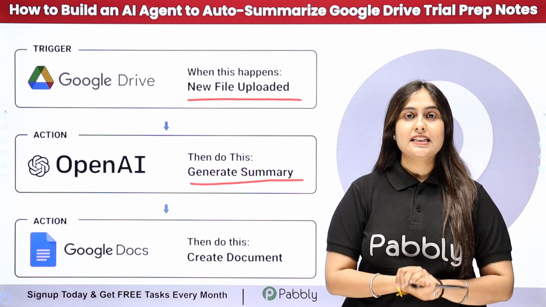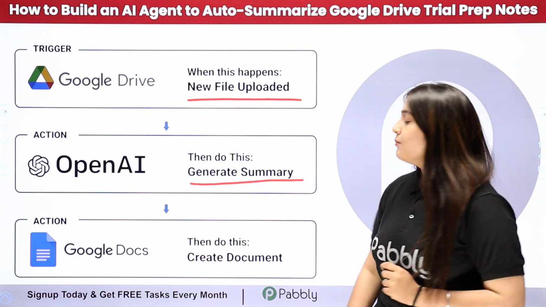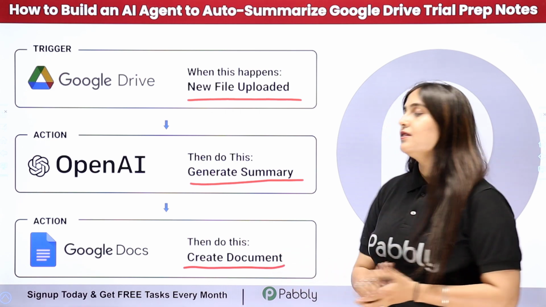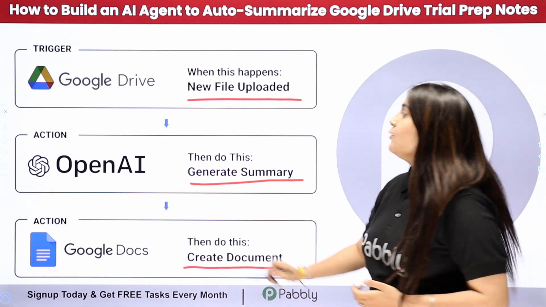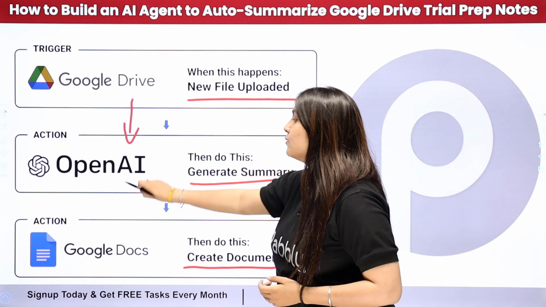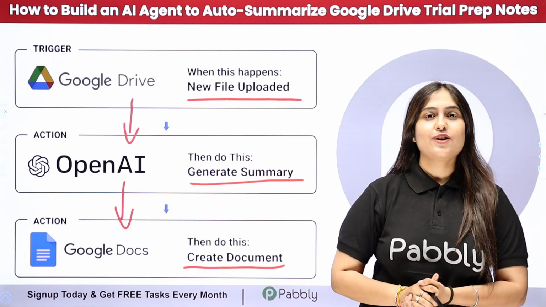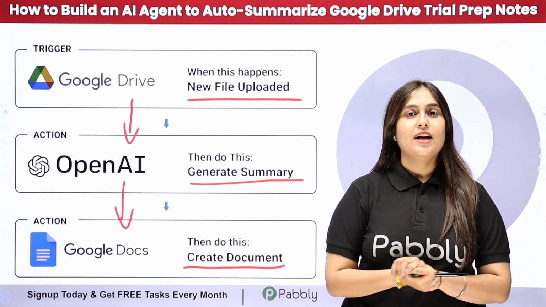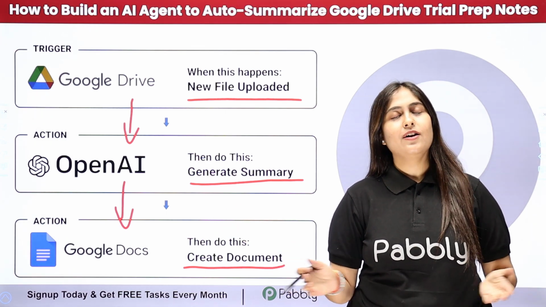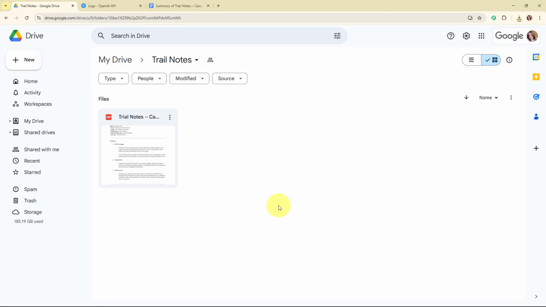And after generating the summary, automatically that summary should be saved in my Google Docs as a new document. So now here to automate the entire process, I need to connect my Google Drive with OpenAI and Google Docs using an automation software named as Pabbly Connect. So to see the working of this automation and to learn this process step by step, let me take you to my screen. Welcome to my screen.